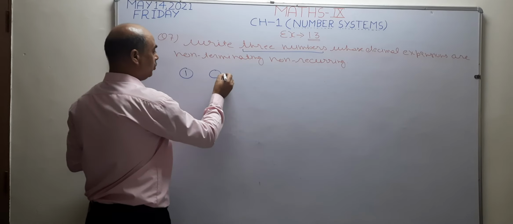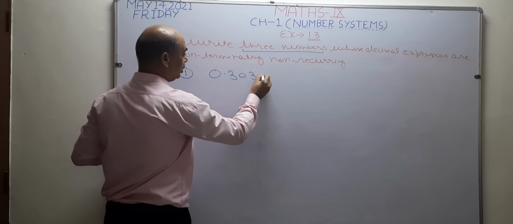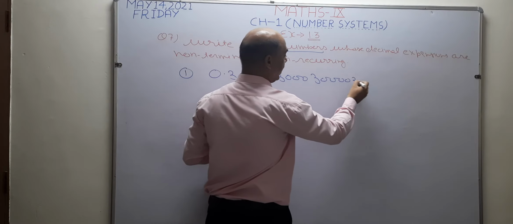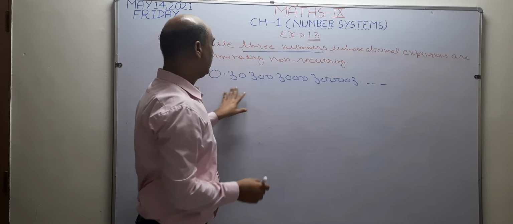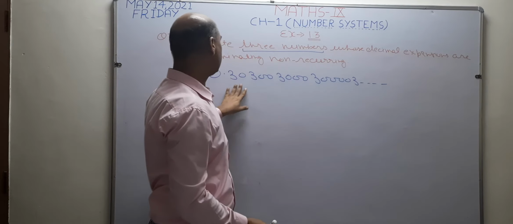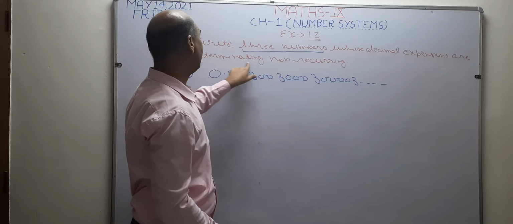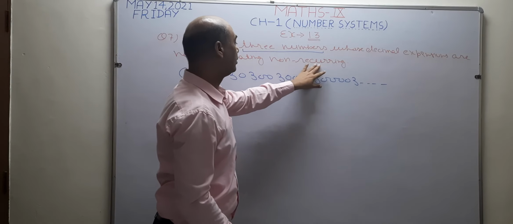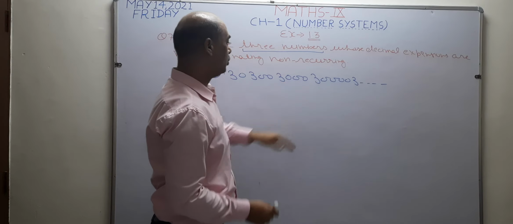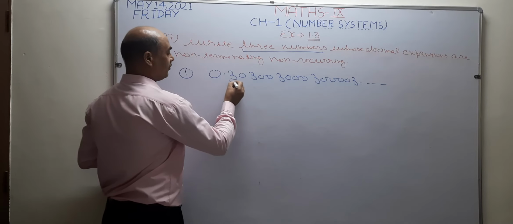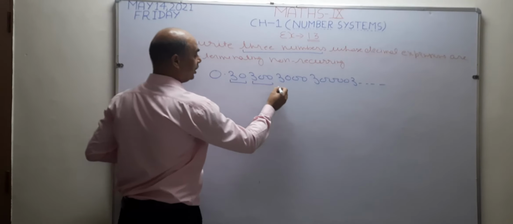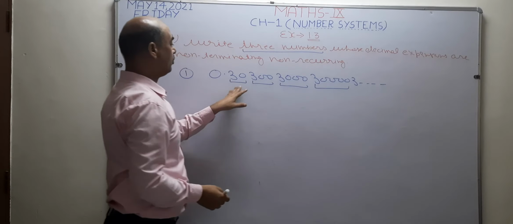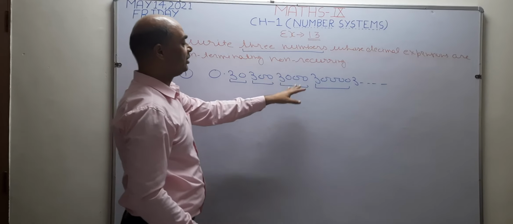I write here 0.30300300030000 and so on. Since an end is not there, therefore this decimal is known as non-terminating. After that I want to check whether they are repeating or recurring or non-recurring or non-repeating. So I want to start. Now see what is given. 30, 300, 3000 and 30,000. No numbers are going to repeat. Every time numbers are changing.